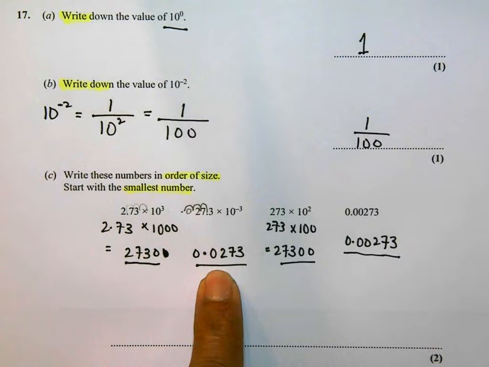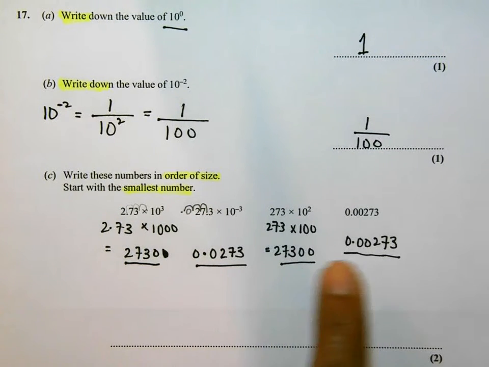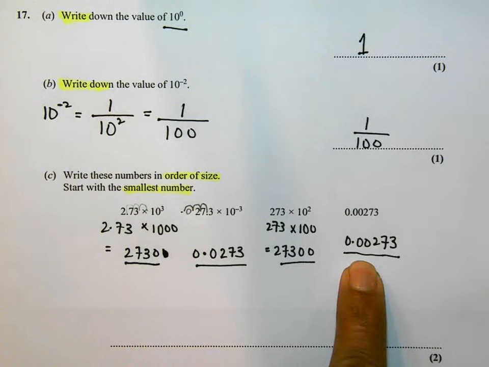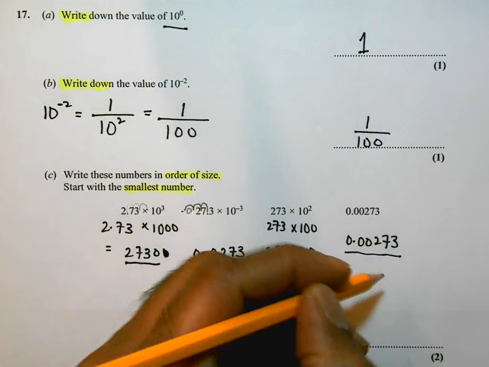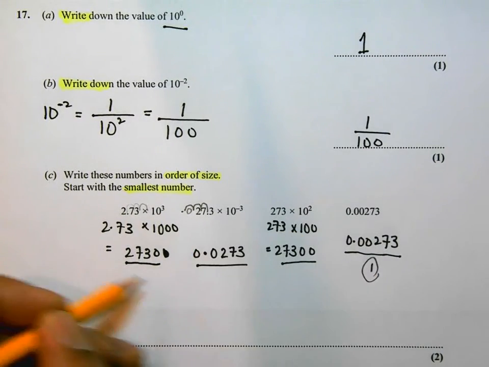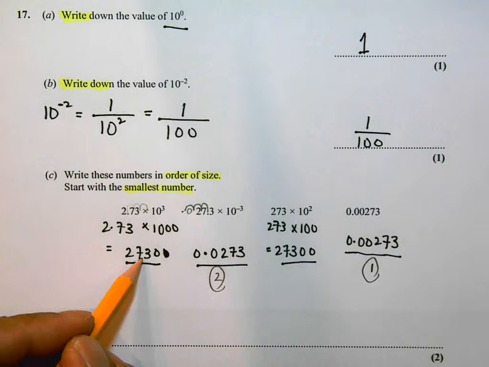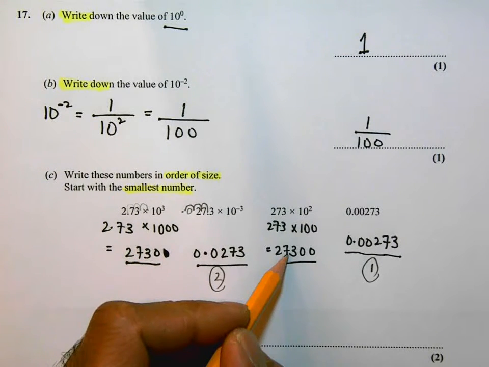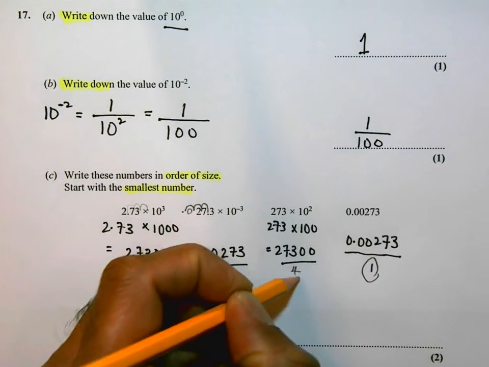This is 0.0273. This is 27,300. And this is 0.00273. We need to identify the smallest number. This is the smallest. This one here is the next largest, then 2,730, and this is 27,300. So this is the next largest, and this is the largest overall.